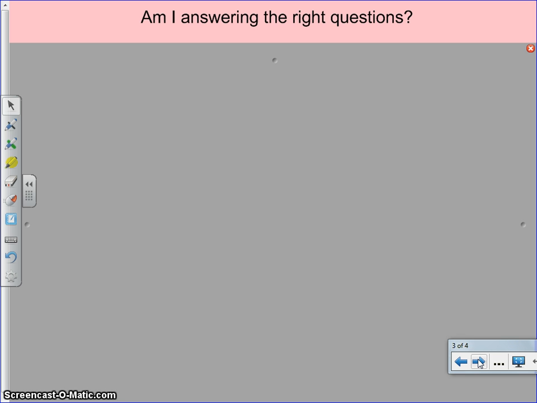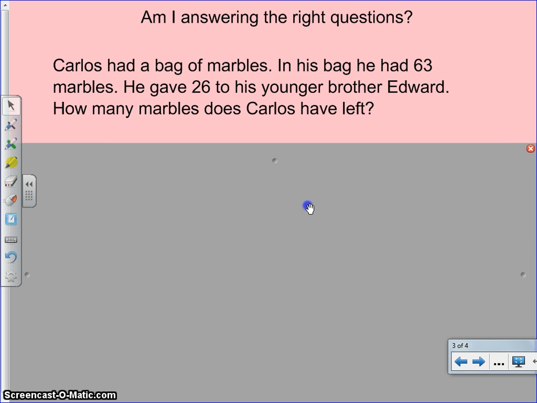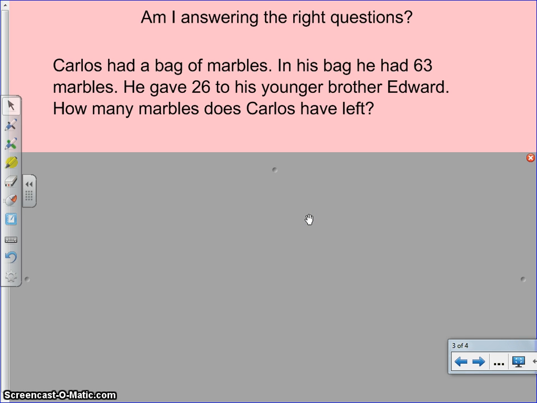So let's first look at the question, am I answering the right question? Let's take a look at this first example. Carlos had a bag of marbles. In his bag he had 63 marbles. He gave 26 to his younger brother Edward. How many marbles does Carlos have left? So Carlos has a bag of marbles with 63 in there. He gives some away, so we're subtracting 63 minus 26, giving some away to his brother Edward.